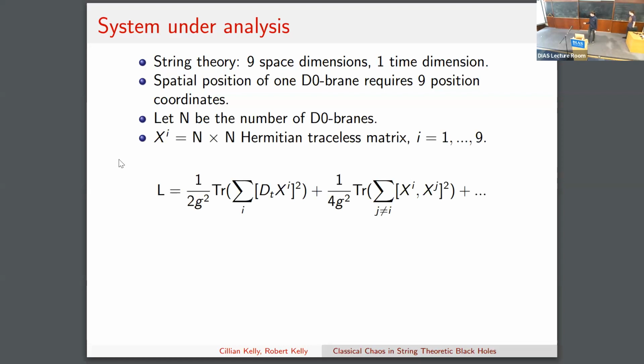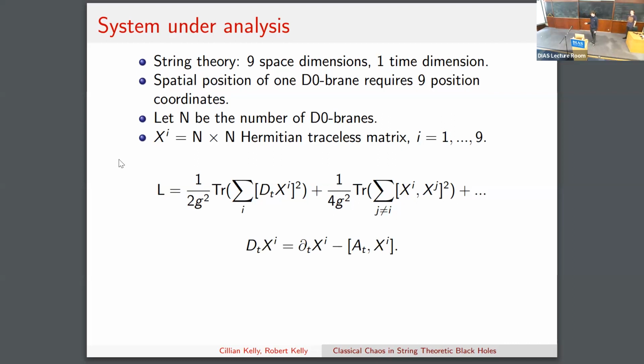And there's extra terms that I haven't written down because they are quantum mechanical in nature. And we're taking the classical approximation where these extra terms go to 0. So you can also see that there's a G term which quantifies the coupling of these D0 branes. And there's also this capital D subscript T term, which is the covariant derivative that brings into play the gauge field of the system.